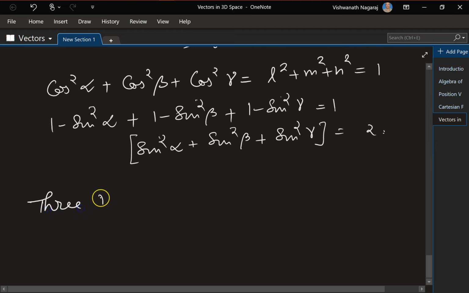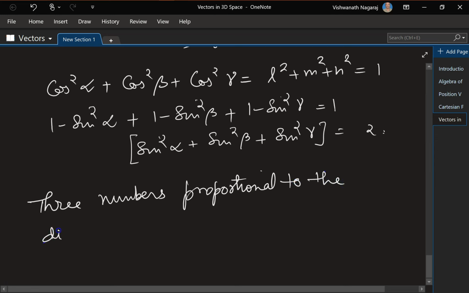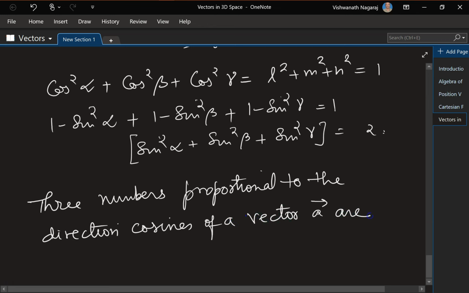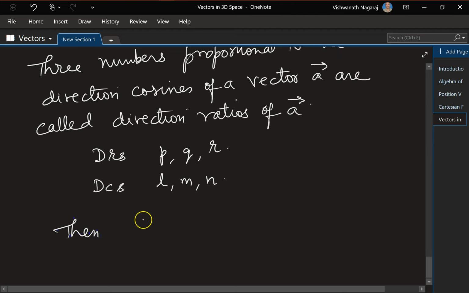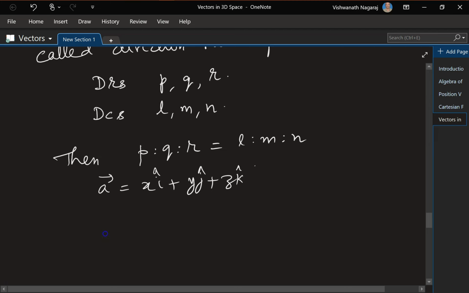Now the three numbers proportional to the direction cosines of a vector A are called direction ratios of A. So if you have direction ratios P, Q, R and direction cosines L, M and N, then P is to Q is to R is equal to L is to M is to N. Let's say A is xi plus yj plus zk. So in this particular case, P, Q, R would be equal to x, y, and z.